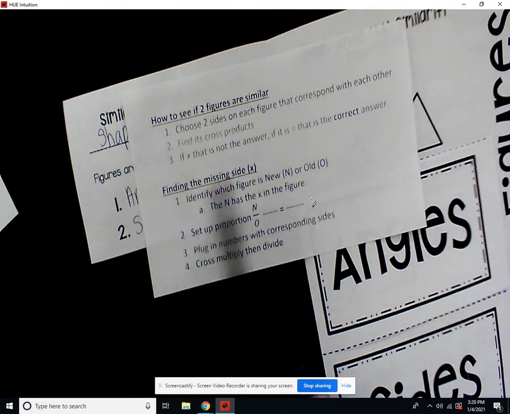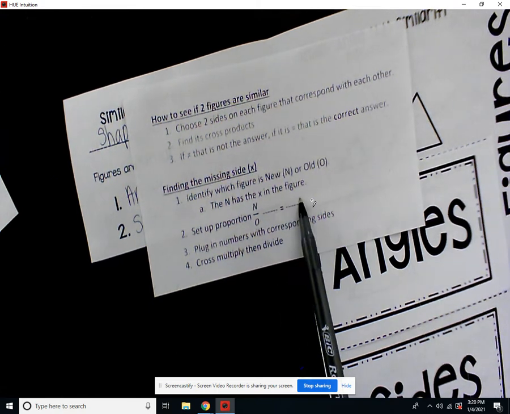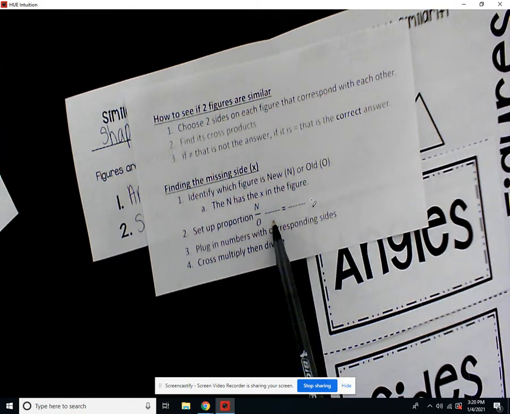So how do I find the missing side x? First, we're going to identify the new figure, N, or the old figure, O. The N has the x in the figure, and we're going to label those figures. Then we'll set up a proportion of N over O, so it's going to spell the word no. The N is the new information that's going to go on top. The O is the corresponding sides that go with the numbers above. And then we'll cross multiply and then divide to find the answer.